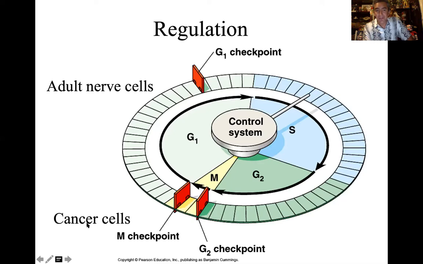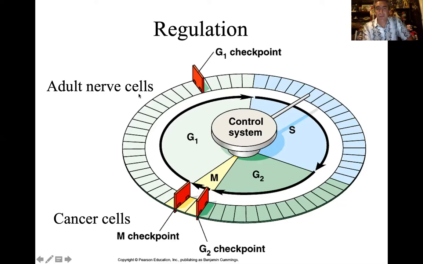Now we come down here. I know you've heard the term cancer. Well, what is cancer? Cancer is an underregulation. Cancer allows cells to progress from phase to phase to phase to phase to phase when they're not supposed to.